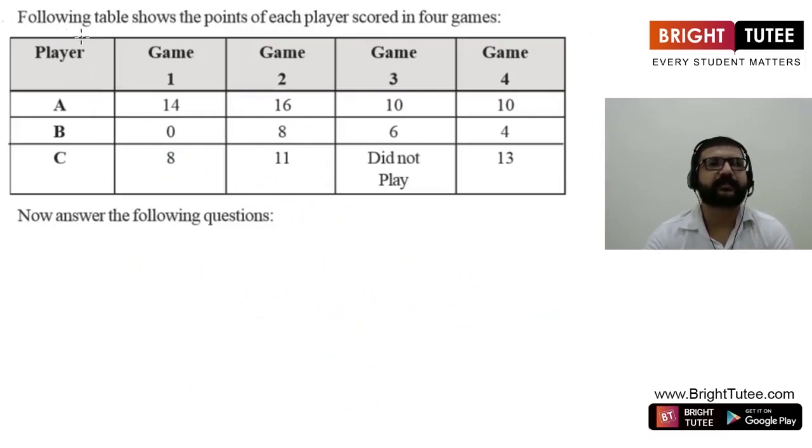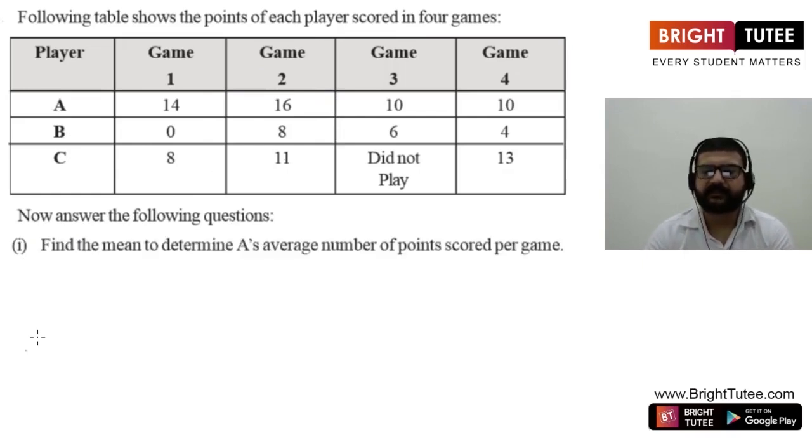The question is, the following table shows the points each player scored in 4 games. There are 3 players playing 4 games, player A, player B and player C, and in this table the points scored by them are given here. Now in the first part of the question, we have to find the mean to determine A's average number of points scored per game.